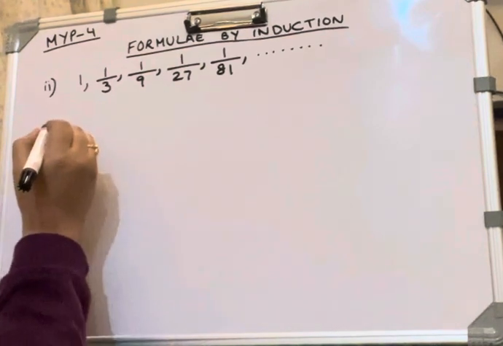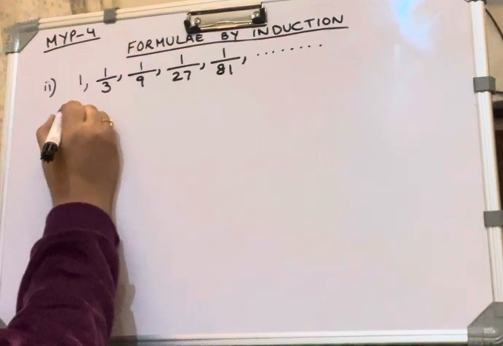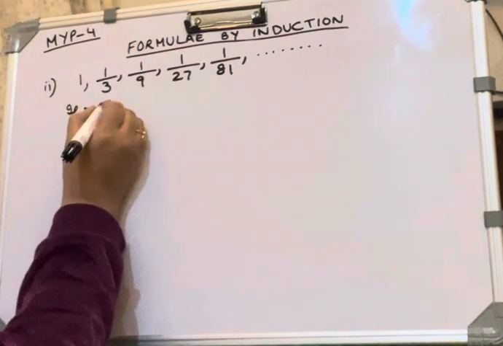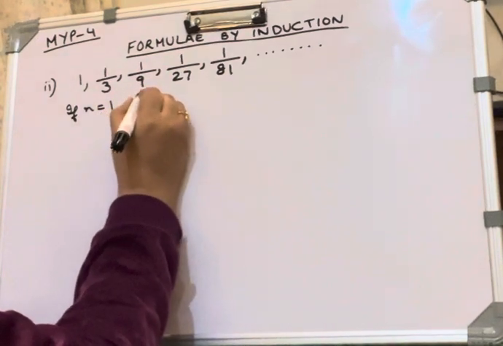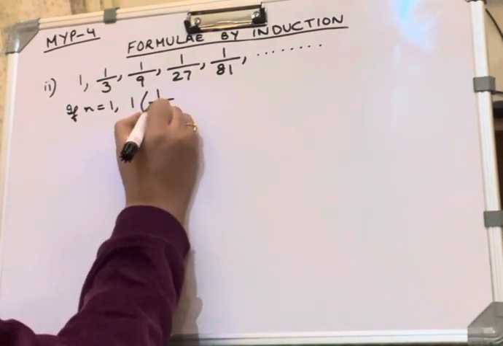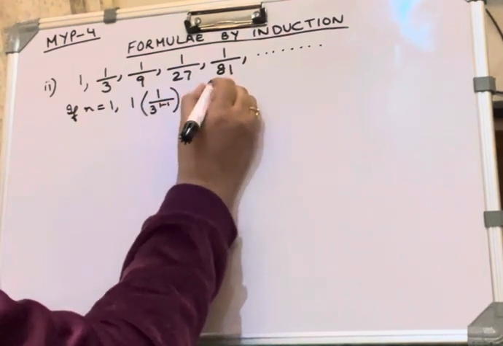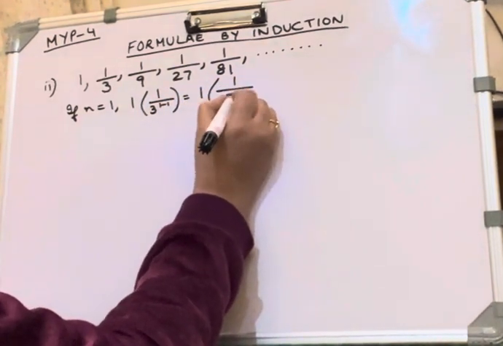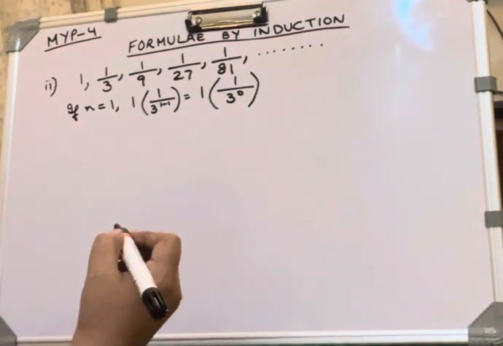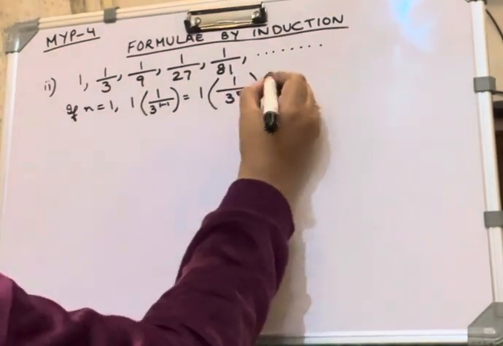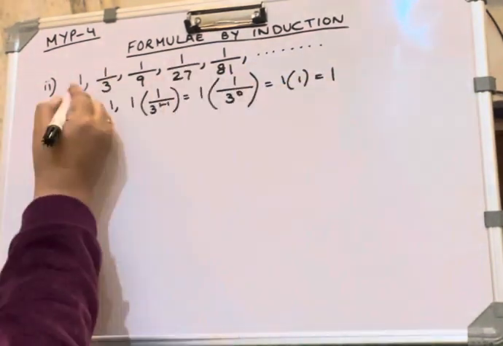So we observe that if n is equal to 1, then it is 1 into 1 by 3 to the power 1 minus 1, which is 1 into 1 by 3 to the power 0. We know that any number raised to the power 0 is 1. So this is 1 into 1, which is 1. So the first term is 1.